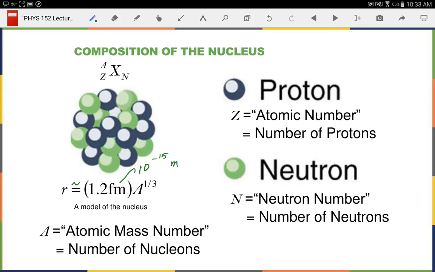We have the atomic number. The atomic number is the number of protons in a nucleus. The atomic number tells us the element. If you look at the periodic table of elements back there, the elements are numbered 1, 2, 3, 4, 5, 6, 7. That's telling you how many protons are in the nucleus.